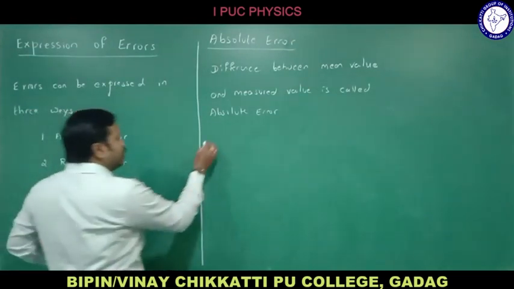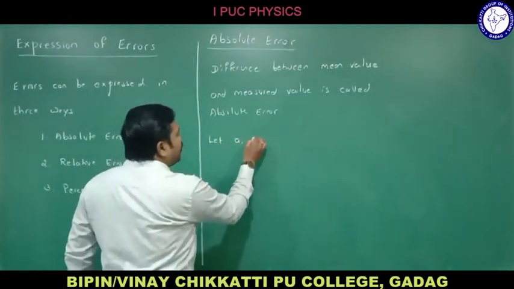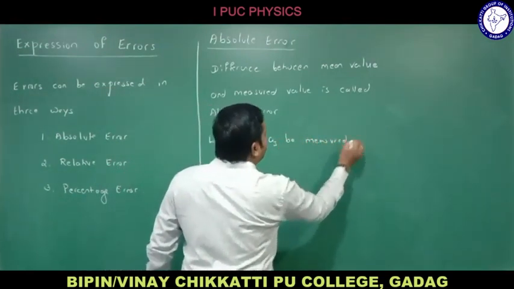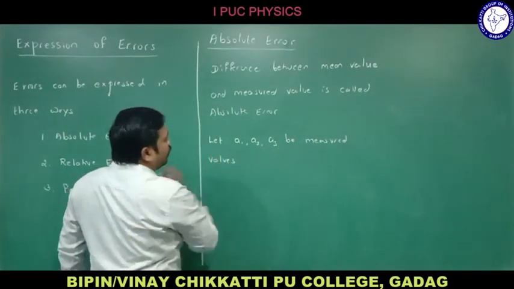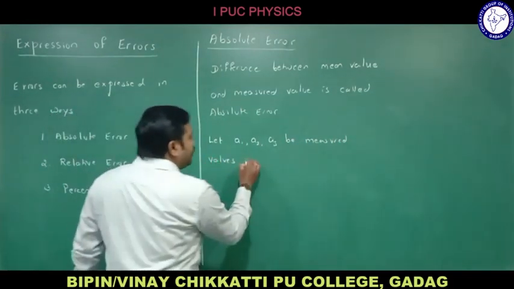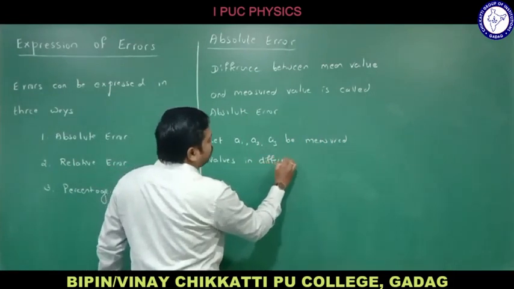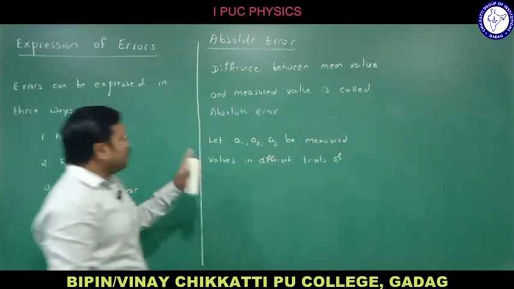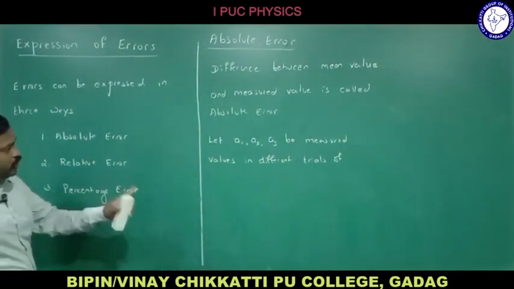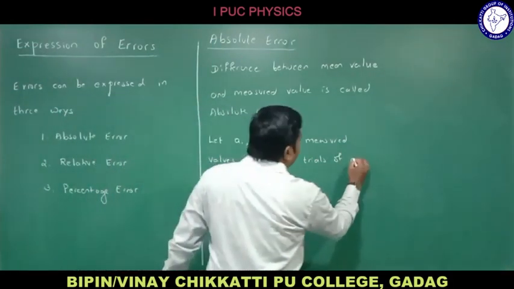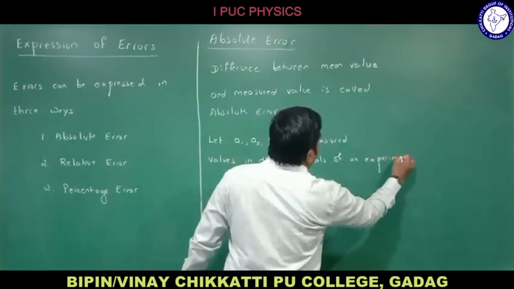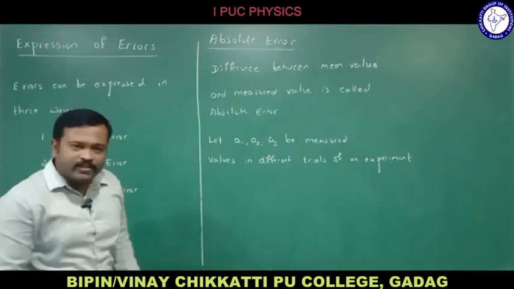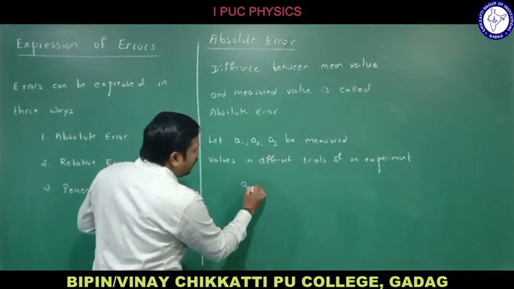For example, let me take it like this. Let A1, A2, A3 be the measured values in different trials of an experiment. So if we get the three readings, what do we need to do? We need to take the mean value. Let me take the mean value, that is A mean.